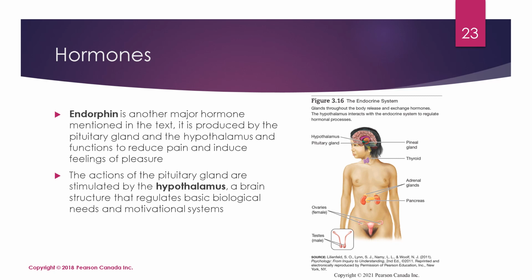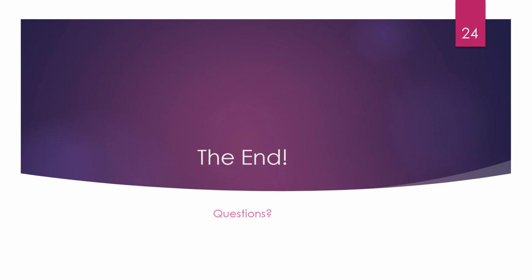The actions of the pituitary gland are stimulated by another little brain area known as the hypothalamus, which is a brain structure that regulates basic biological needs as well as motivational systems. And that is the end.